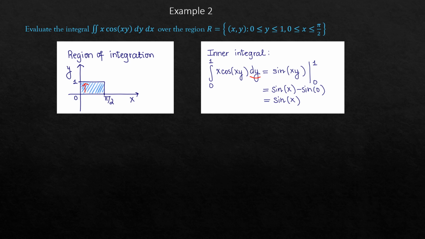And now we're plugging 0 and 1 for y, right? So this is y and this is also y.